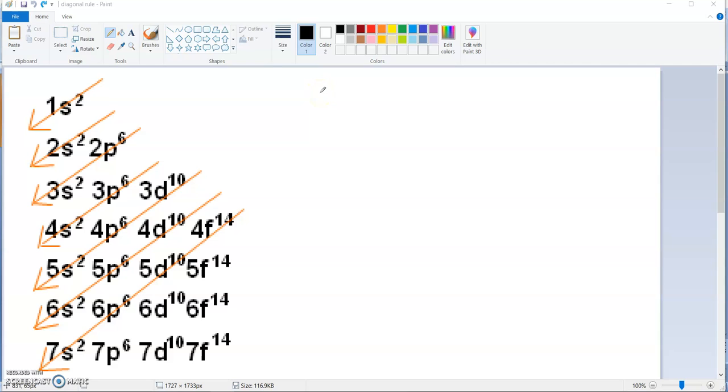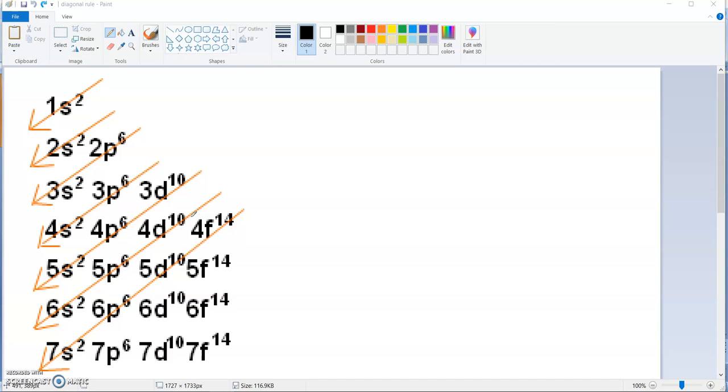Okay, so the diagonal rule. It's all fun and nice for helping you to get your electron configurations. By the way, don't forget these electron configurations are telling you the energy states of the electrons in the atom. And that's going to become extremely important when we talk about bonding coming up very soon. So we need to know these configurations, and you'll see why as we start using them.